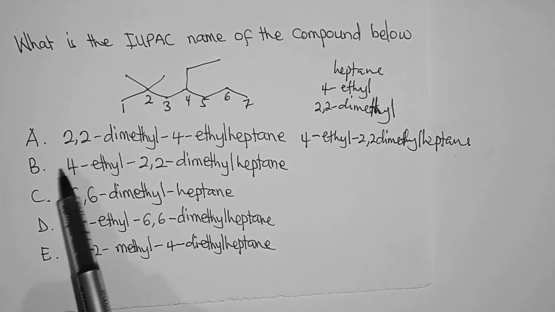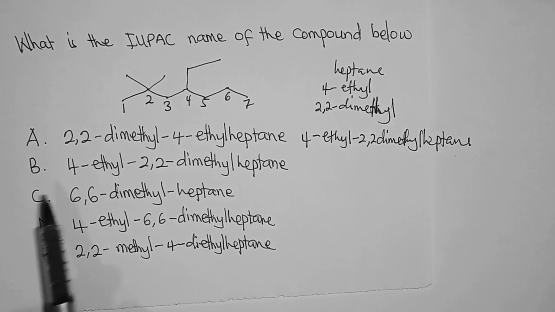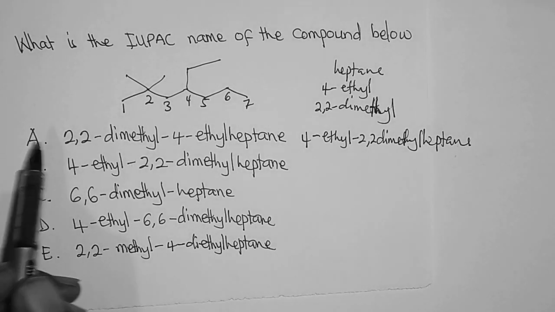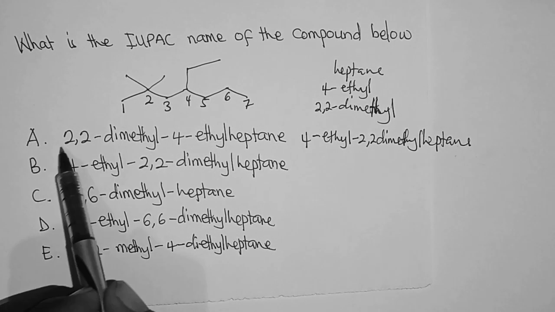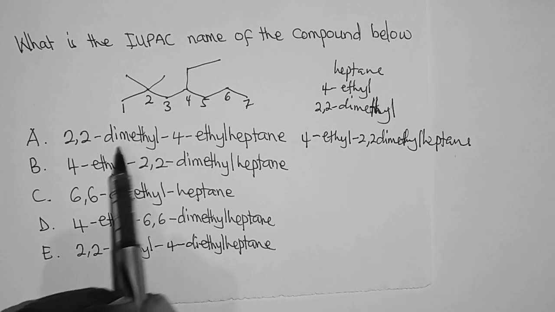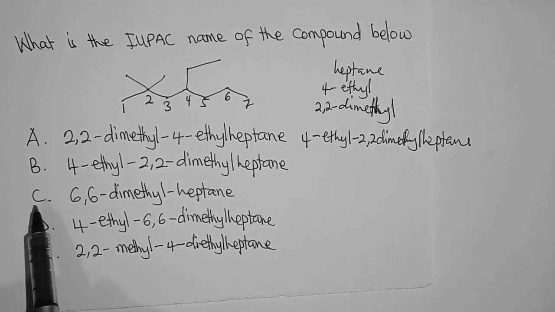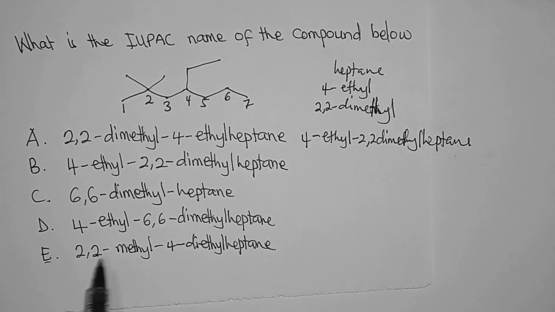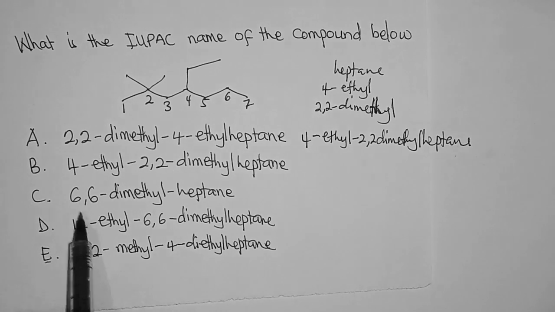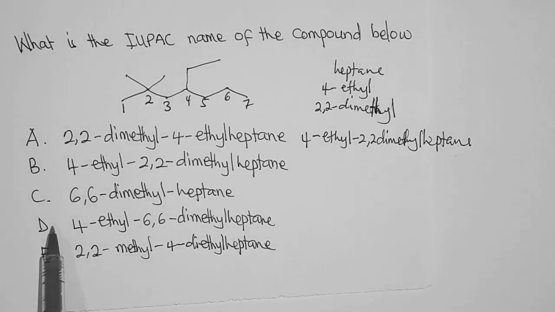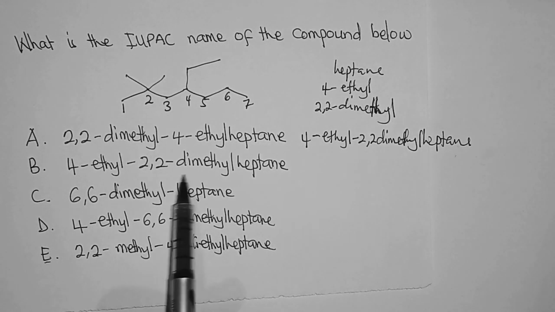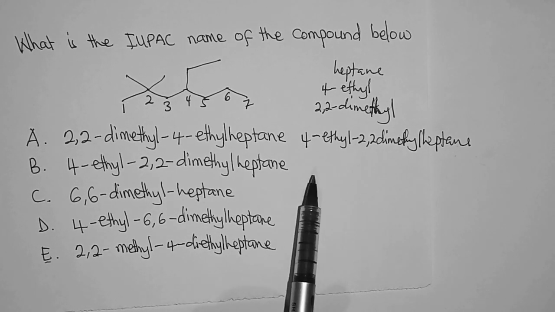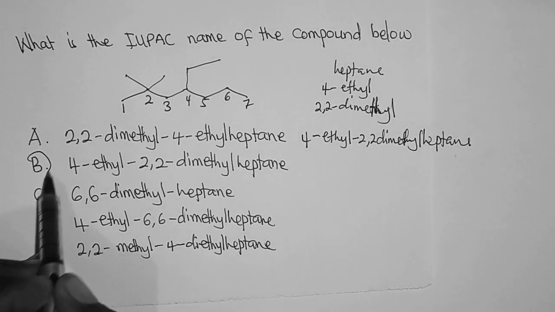So if we come here, here's 2,2. No, that's just wrong. So having done this, we could even cancel the wrong answers. This one starts with 2,2-dimethyl, so this is wrong. This one too is also wrong, 6,6-dimethyl. And then this one too is also wrong, 2,2-dimethyl. So the possible answers are between B and D. B is 4-ethyl 2,2-dimethyl heptane, and that is the answer that we got. So the answer is B.